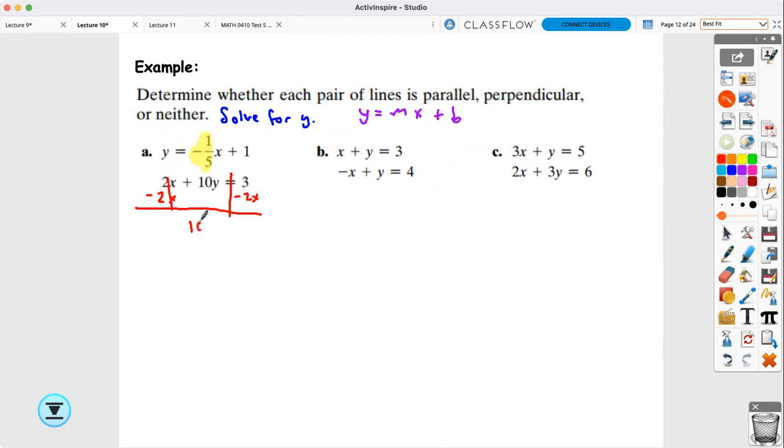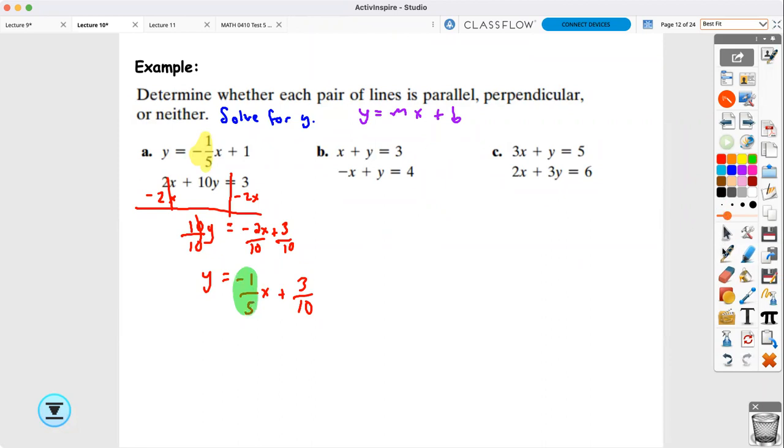So then we get 10y equals -2x plus 3. Divide both sides by 10. So then we get -2/10. So y equals, well, guess what? -2/10 simplifies to -1/5 x plus 3/10. Now, we do not care about the b's here. We only care for the m.